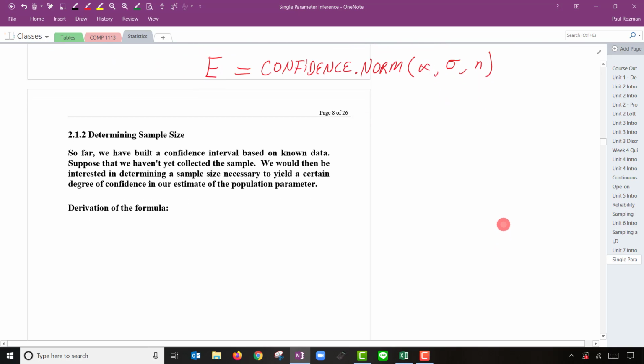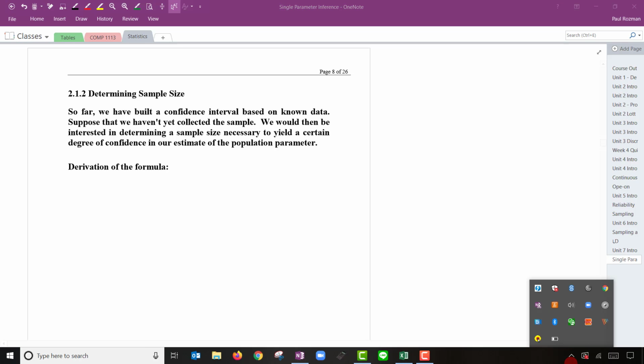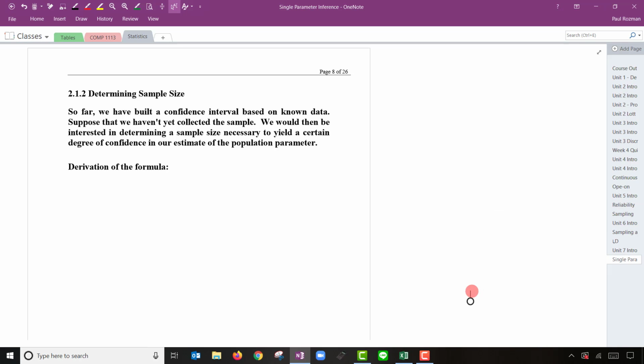Heading back over to our notes. In every question we've done since the beginning of the course, I always told you what the sample size was. But what if you haven't collected any data yet? What sample size should you collect in order to achieve some level of error? Like, I want to make sure that my error is no bigger than some amount. Well, in that case, you can basically take that old Z formula or take your error formula, either way.